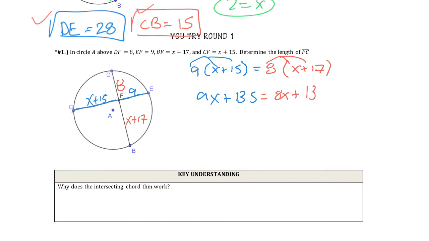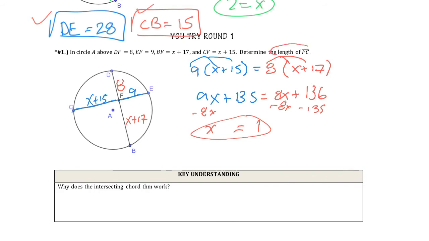Oh, 136. Interesting. So this will be easier. Subtract 8x from both sides. So we get x. I'm going to subtract 135 from both sides. Get 1. So x equals 1. Now, big numbers, but it works out nice.